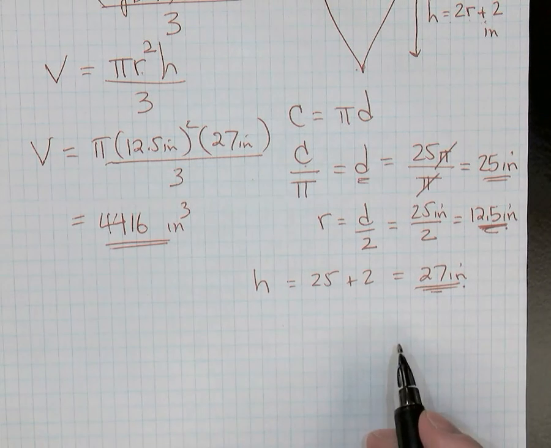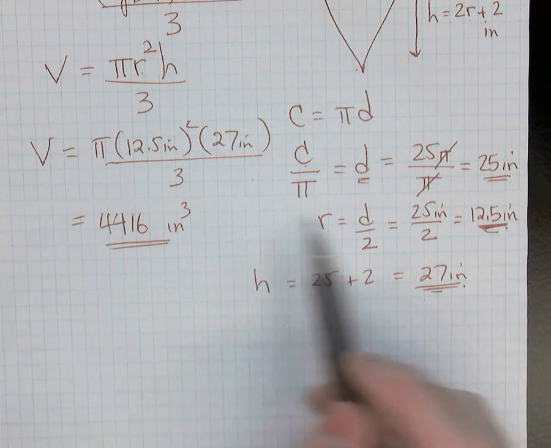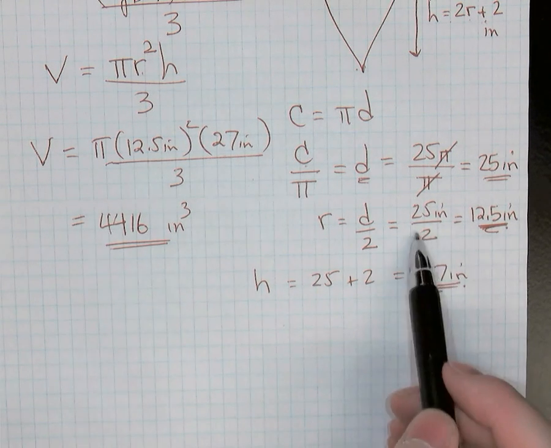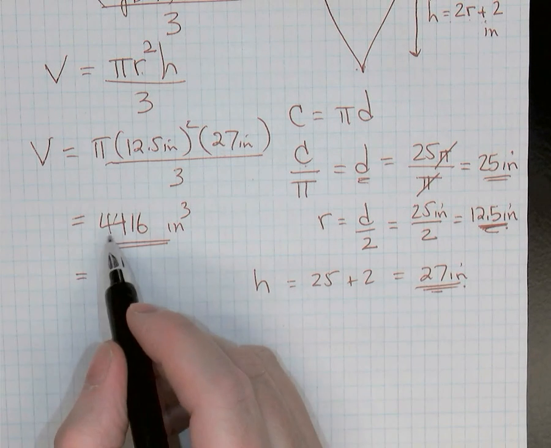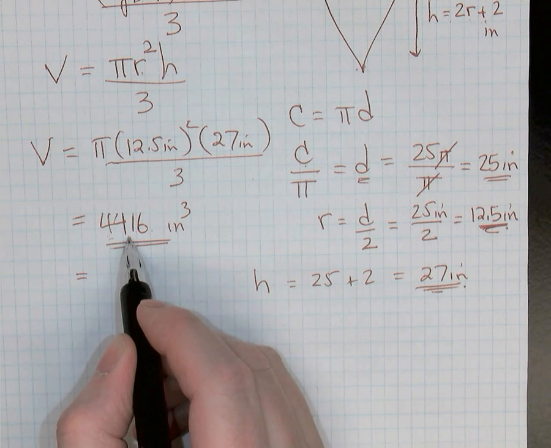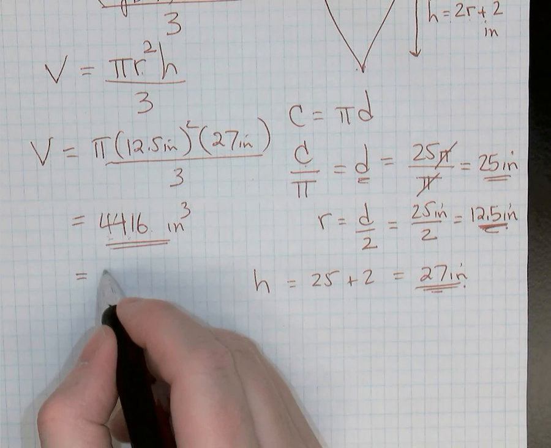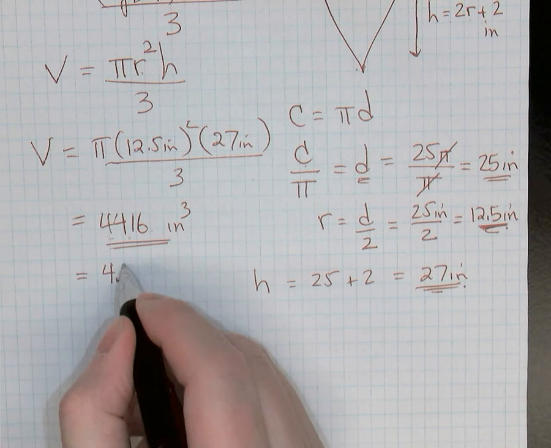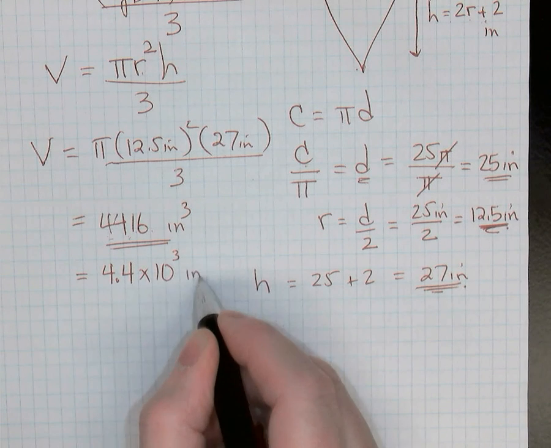Now, how many digits should we have kept? Well, there were only 2 digits in the height, and if you remember, there should have been only 2 digits in our radius as well. So I'll keep only 2 digits here. 4,416, I'll keep the first 2 digits. Rounding off, it'll be 4,400, or switching to scientific notation, 4.4 times 10 to the 3 cubic inches.